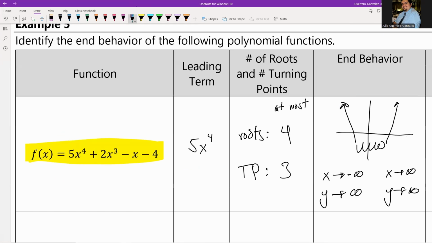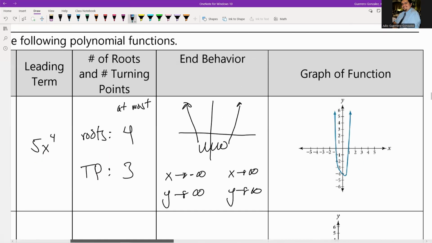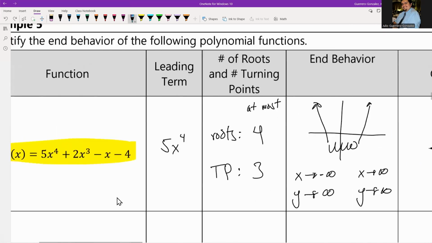Okay, here's the fun part. I'm going to scroll over. There we go. That is the actual graph of this function. We are done. We have at least a nice general idea of what our graph is going to look like. Okay, let's try another one.